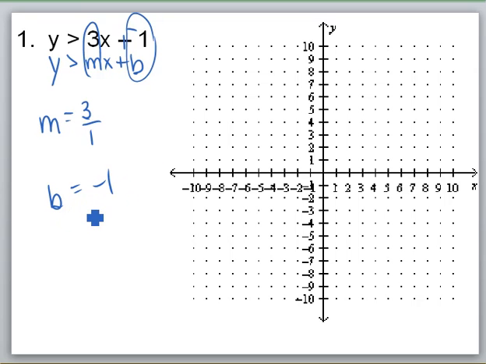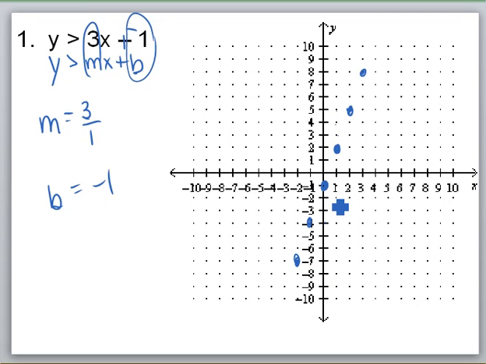Remember, we're always graphing the b part first, so we're going to graph -1. And then we're going to climb 3, rise 3, and run 1. Remember, we can do that as many times as we want. I'll do it a few times, and then I'll also go the other direction, -3 over to the left 1.